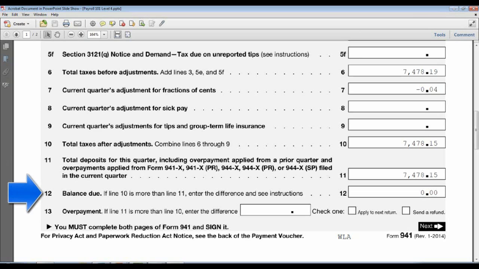Line 12. Balance due. If line 10 is more than line 11, enter the difference here. For our fictional entity, there's no balance due. The deposits made were equal to the amount of the taxes owed. Line 13, overpayment. If line 11 is more than line 10, enter the difference here. And that would be if you had overpaid the IRS. The entity can choose to have the IRS refund the overpayment or apply it to the next quarter.